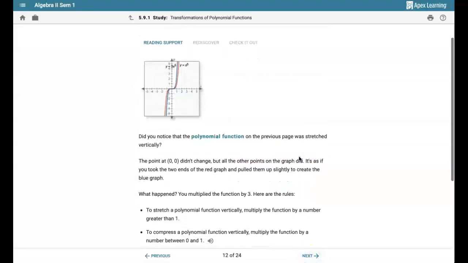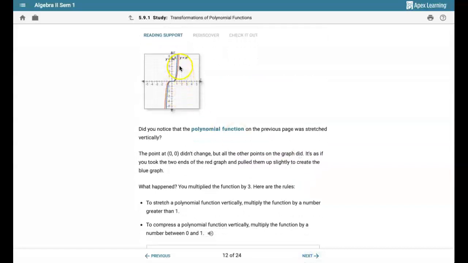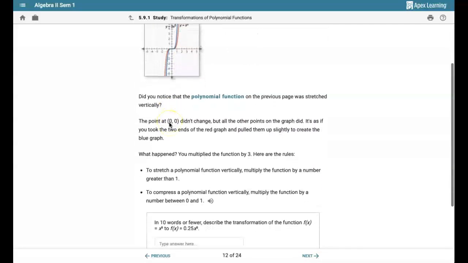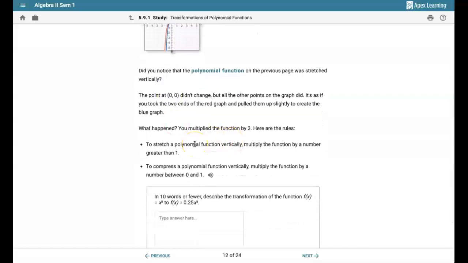So this one is stretched vertically. We start with our x to the 5th, but then this blue line here is pulling further away from the x-axis, so this is our vertical stretch. And the reason we know that is because it was multiplied by 3, which is a number greater than 1.